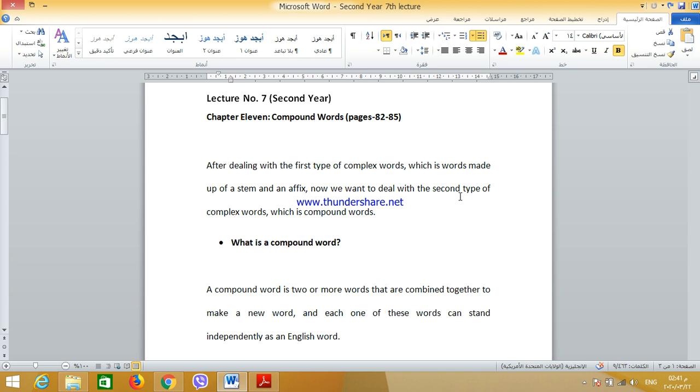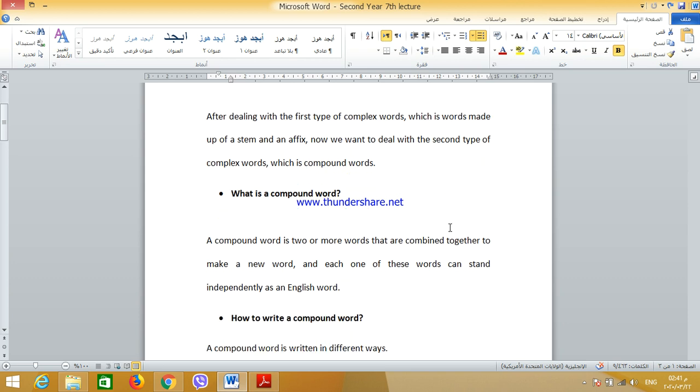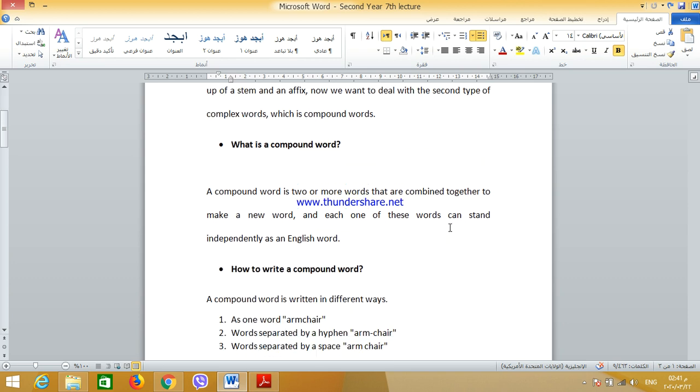It is entitled Compound Words. Actually, after dealing with the first type of complex words, which include words made up of a stem and affix, now it's time to talk about compound words. So, what is a compound word?